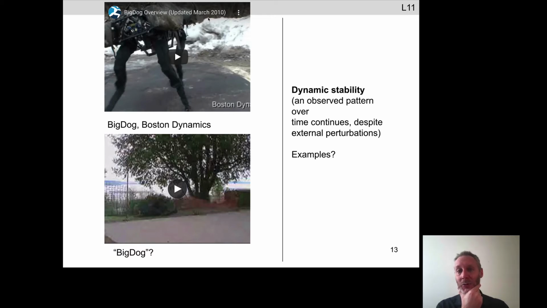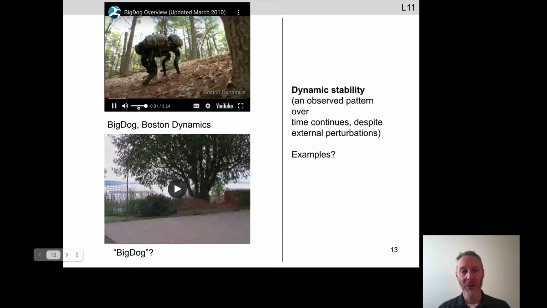Everything that had come before Big Dog performed legged locomotion poorly. The biggest challenge for legged locomotion robotics is not speed or energy efficiency, it's stability. It's extremely difficult to program a robot to keep from falling down. Some of you might want to pursue this idea in your final project.